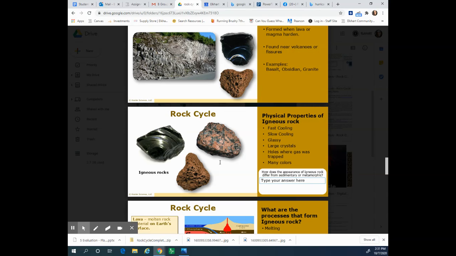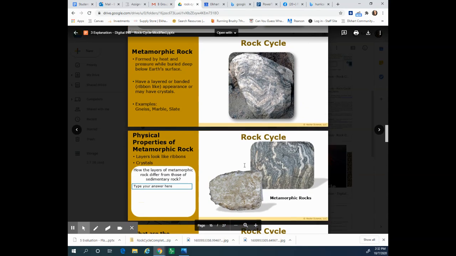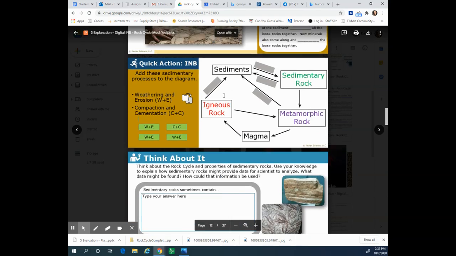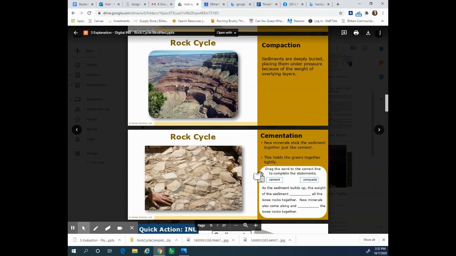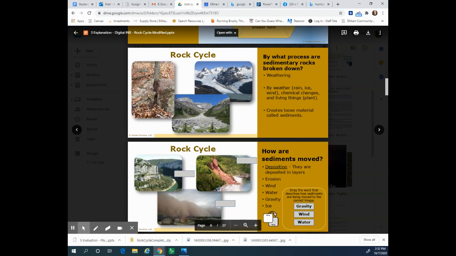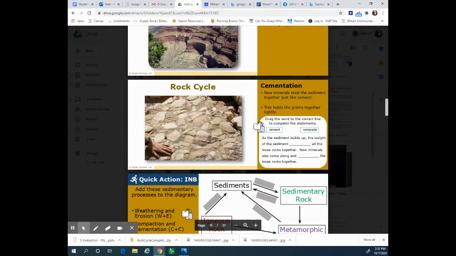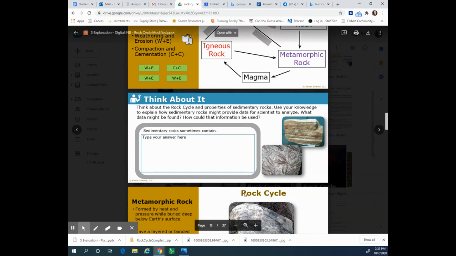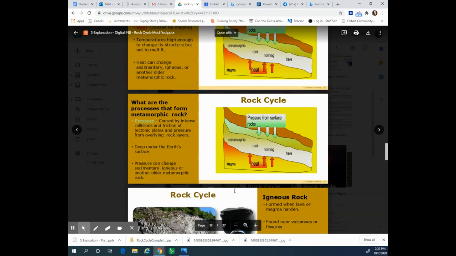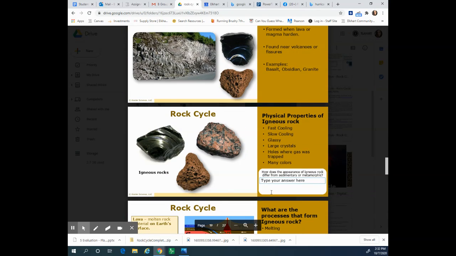So these are all igneous type rocks, and here are our metamorphic rocks right here. Okay, and then we have our sedimentary rocks. What do you see that makes it so different from the sedimentary rocks and the metamorphic rocks? What makes it look so different? Write your answer right there.